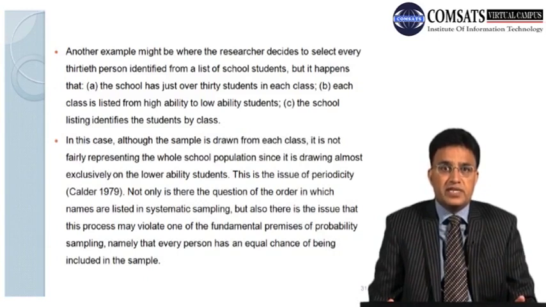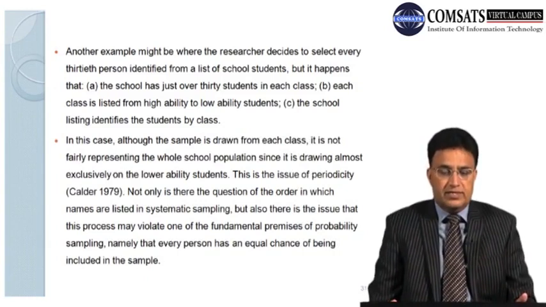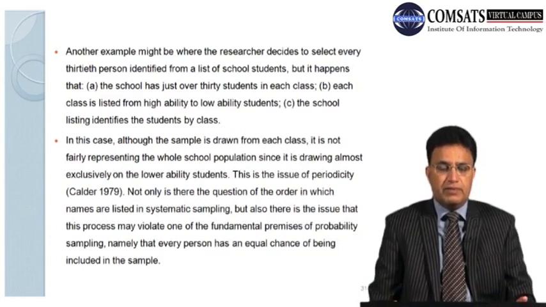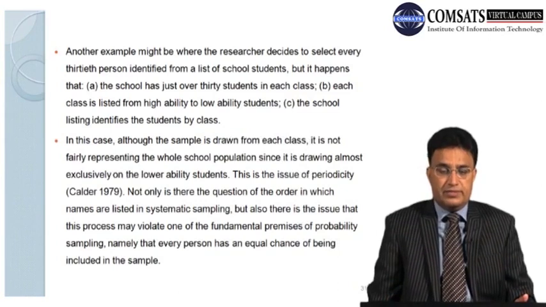So this is the issue of periodicity, mentioned by Cohen in his work in 1979. Not only is there the question of the order in which names are listed in systematic sampling, but also there is the issue that this process may violate one of the fundamental premises of probability sampling, namely that every person has an equal chance of being included in the sample.